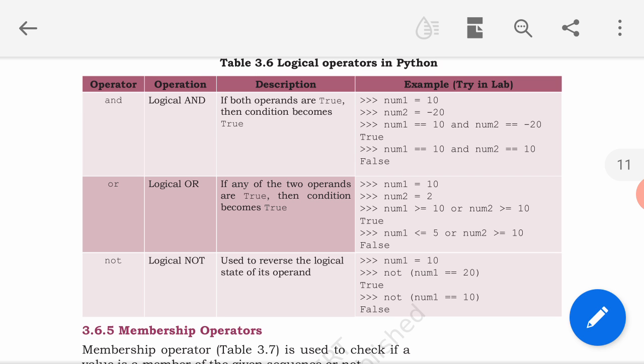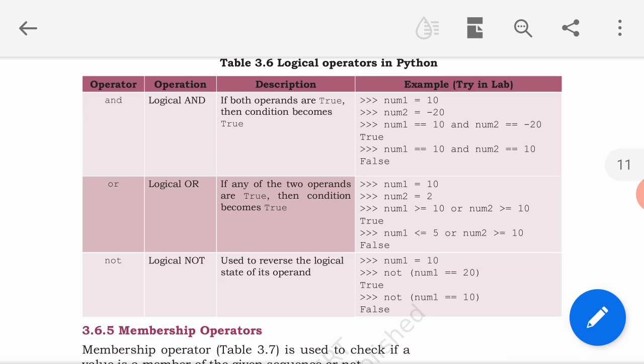Next comes the logical OR operator. If any of the two operands is true, then the condition becomes true. That means true or true is true, true or false is true, false or true is true, and false or false is false only. Let us see the example. Num1 is 10, num2 is 2. Num1 is greater than or equal to 10 or num2 is greater than or equal to 10.